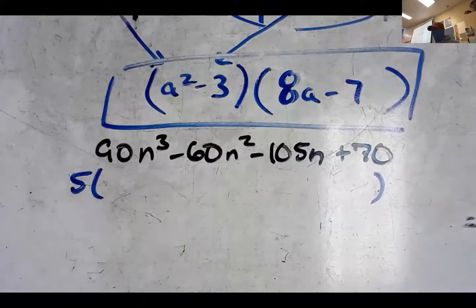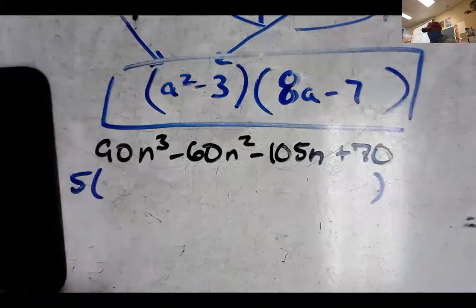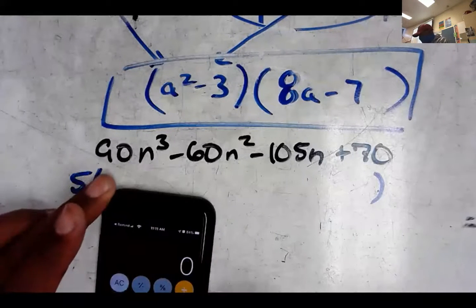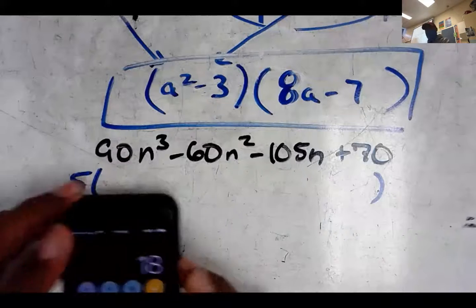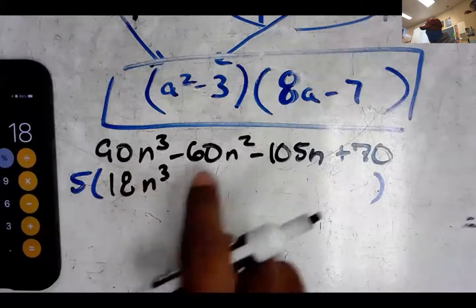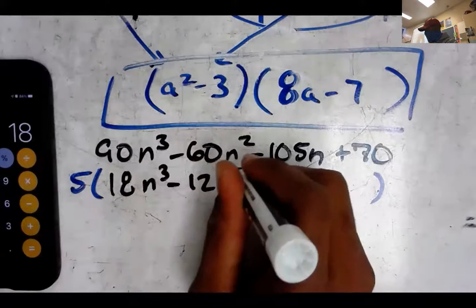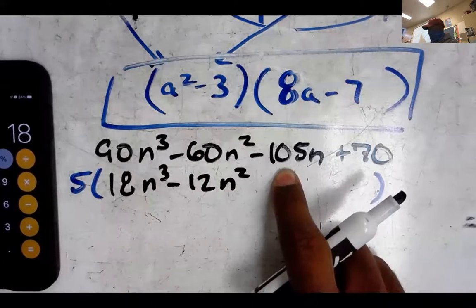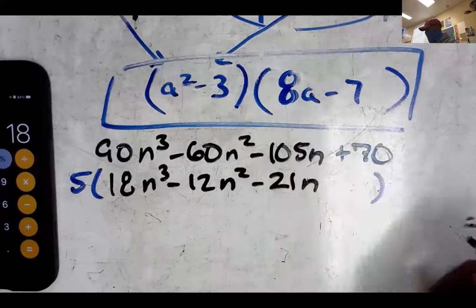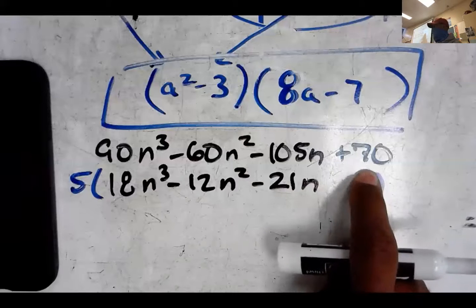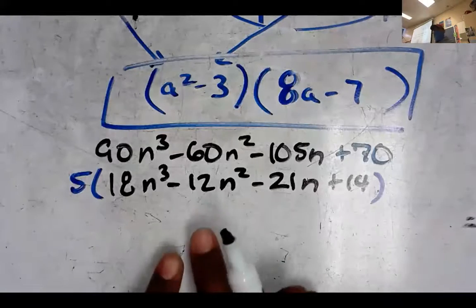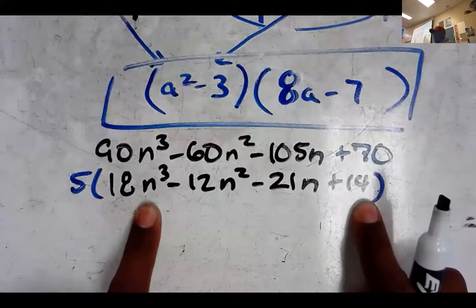So now, if I divide that by 5, let me bring out my calculator here. 90 divided by 5 gets 18n cubed. I know 60 divided by 5 is 12. 105 divided by 5, well, 100 divided by 5 is 20, so that's just one more, 21. And then 70 divided by 5, that's 14. Okay. All right, so now when I do the split, I'm just working with these 4 numbers.